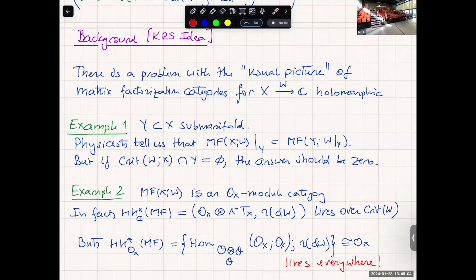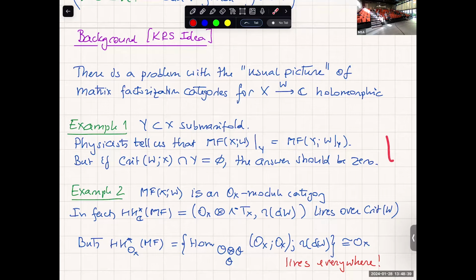So here are two examples of the problem. The first example is if you have a submanifold of X, then I like to say physicists tell us that, but actually it's not just physicists. I think we know how to restrict the matrix factorization category to a submanifold. You restrict the superpotential first and then compute the matrix factorization category. But for example, if W has no critical points on Y, then the category has support disjoint from Y, so any restriction you could define ought to be 0.